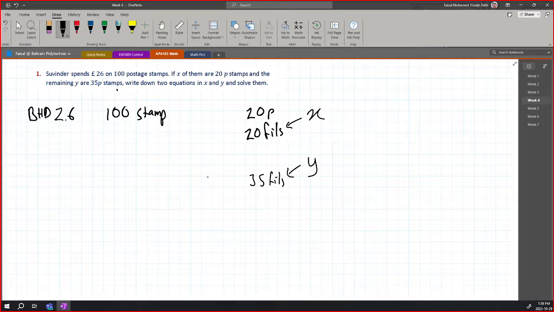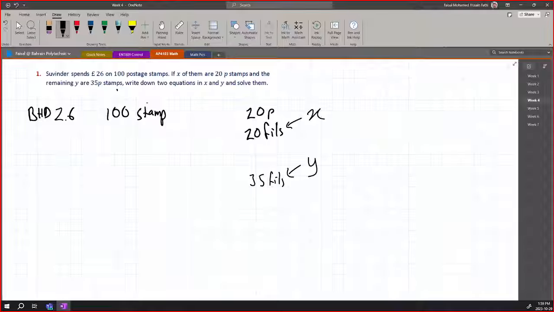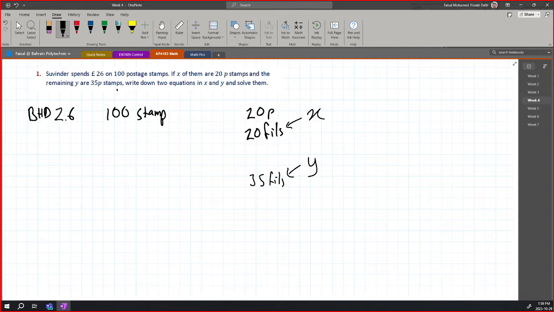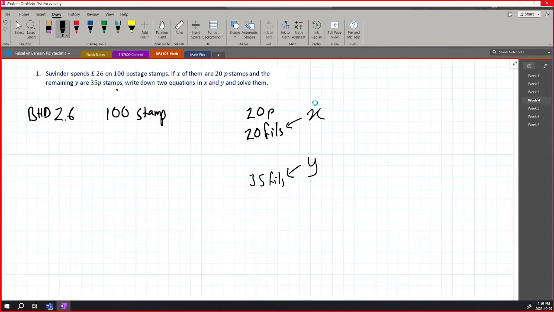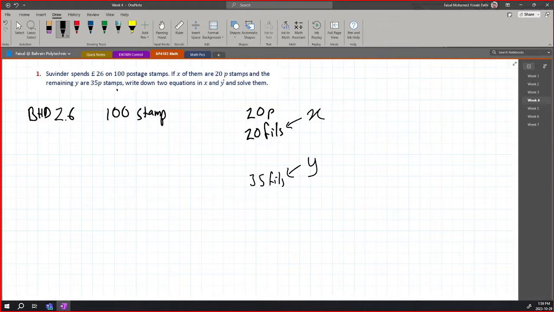Write down an equation for x and y. First step, you have to understand the question and analyze it yourselves. He spent 26 pounds, or say 2.6 BD, on 100 postage stamps. The idea is that the total of all the stamps he bought cost 2.6 BD. If x of them are 20p stamps, the number of stamps x at 20p, and the remaining y are 35 pence stamps. Write down two equations in x and y.